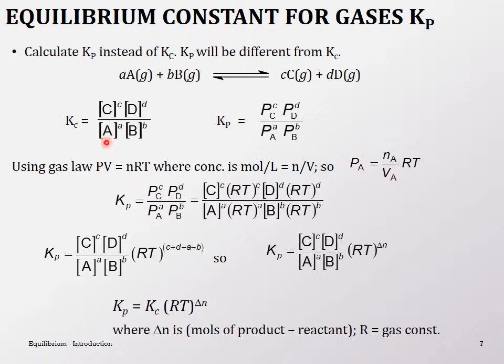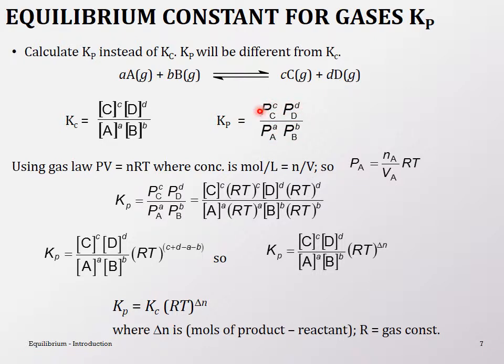So here is the Kc expression for this equation where everything is in gas condition. CD over AB, a very normal kind of equation. Kp would be exactly the same, except now you're dealing with pressure. You still have the coefficients raised to the power over here.